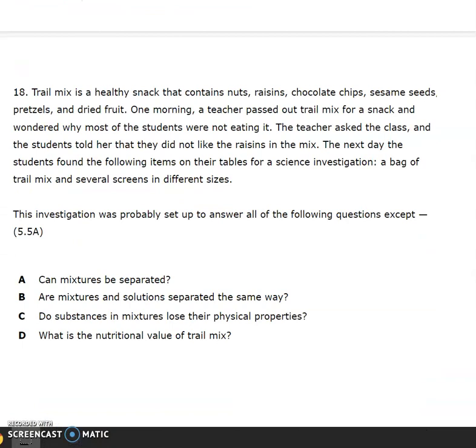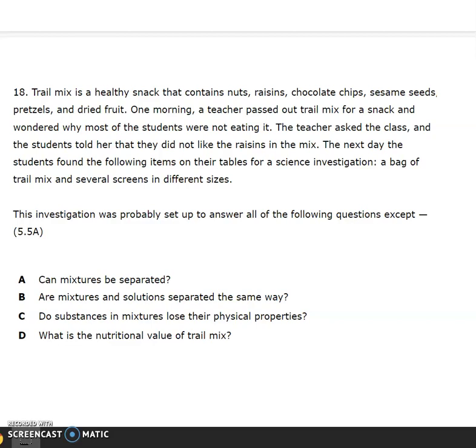Number 18. Trail mix is a healthy snack that contains nuts, raisins, chocolate chips, sesame seeds, pretzels, and dried fruit. One morning, a teacher passed out trail mix for a snack and wondered why most of the students were not eating it. The teacher asked the class, and the students told her that they did not like the raisins in the mix. The next day, the students found the following items on their table for a science investigation: a bag of trail mix and several screens in different sizes.